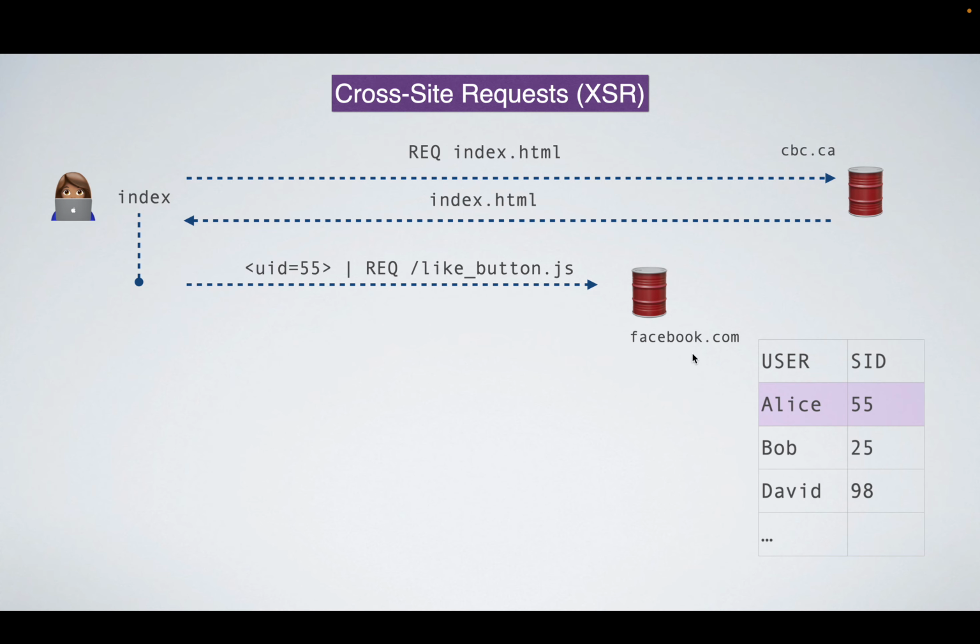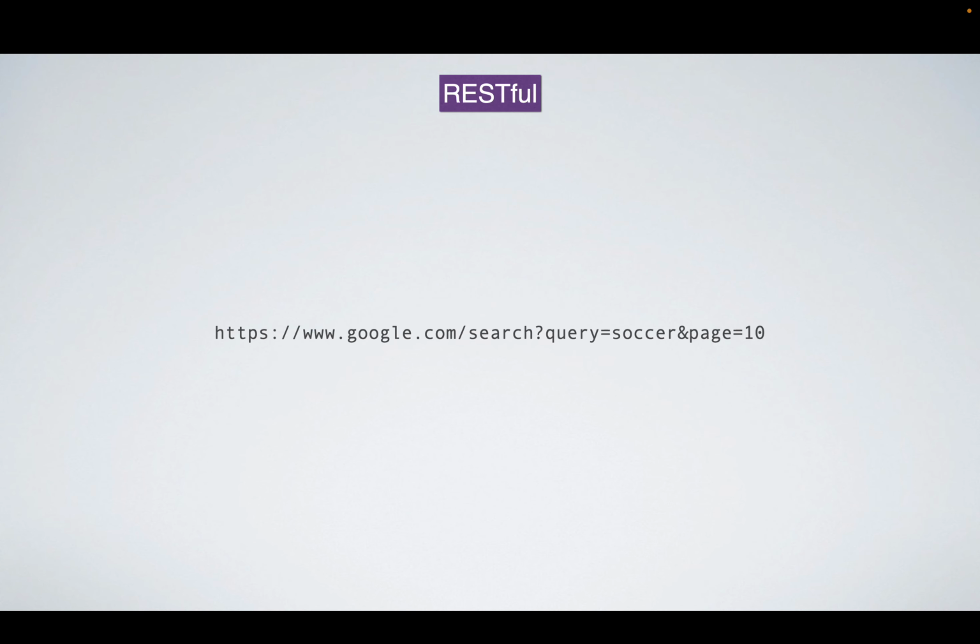Okay, so let's say that Facebook has a bunch of cookies that are set, and let's say that I have already logged into Facebook. Okay, so Facebook knows that it gave Alice cookie number 55. So when Alice requests the like button script, she sends along cookie number 55, and Facebook's like, okay, I know who you are, you're Alice. Okay, it sends the like button back.